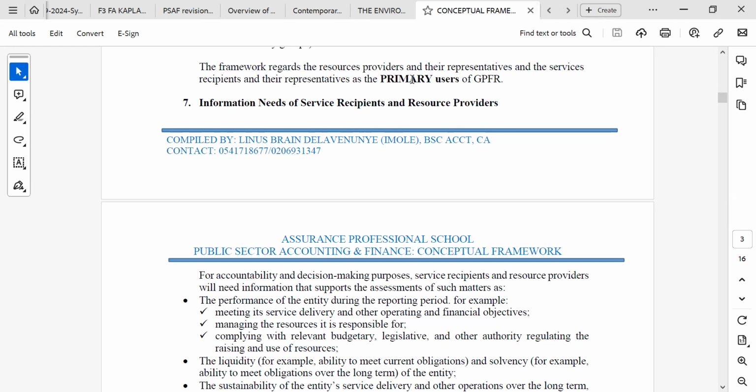Does the entity have enough cash to be able to meet their short-term obligations, which we call the current what? Liabilities. Do they have enough non-current assets which can be disposed of to take care of what? The long-term liabilities. We also have to know the financial position of the entity. So the first two assessments, which are the basic ones, are the performance and also the financial position of the entity.